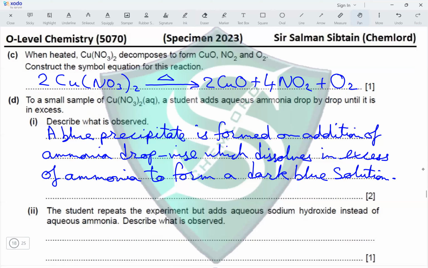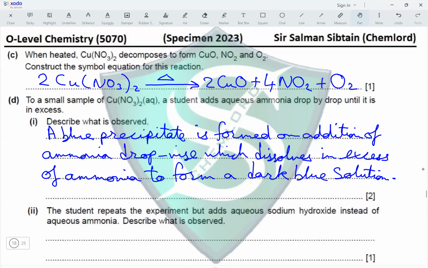Okay, the next part asks us: the student repeats the experiment but adds aqueous sodium hydroxide instead of aqueous ammonia. Describe what is observed. So the difference in the reaction of sodium hydroxide with copper ions compared to ammonia with copper ions is that the blue precipitate is formed on addition of both solutions dropwise, but in ammonia, this blue precipitate dissolves to form a dark blue solution, whereas the precipitate does not dissolve on addition of excess NaOH.